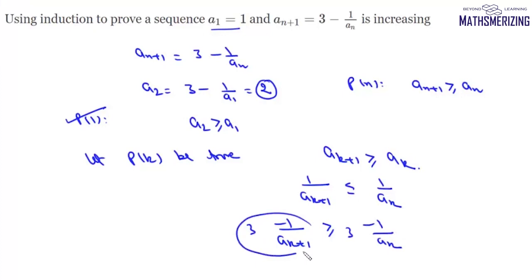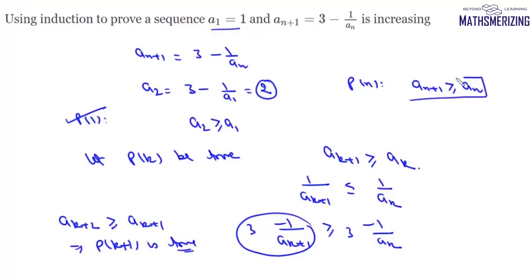Now this is nothing but a_{k+2}. So from here we can say a_{k+2} is greater than or equal to a_{k+1}. That means P(k+1) is true. So from mathematical induction we can say that a_{n+1} will always be greater than or equal to a_n for all n belongs to N. That is, the sequence is an increasing sequence.